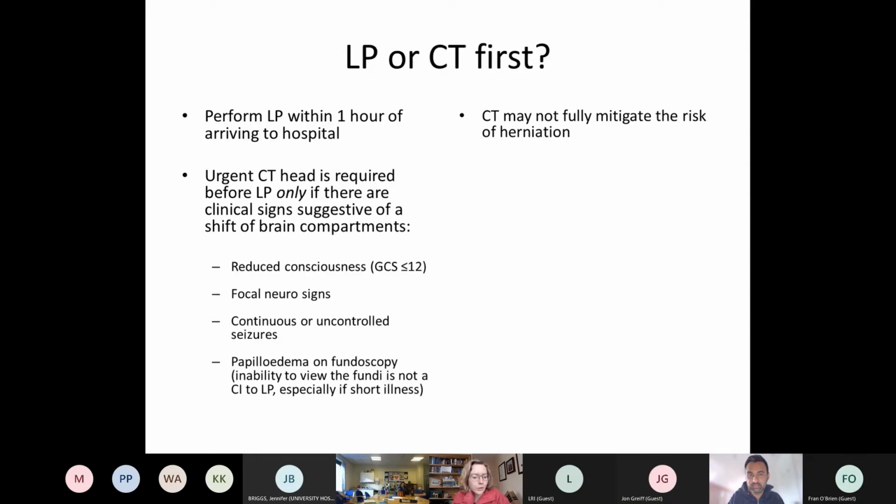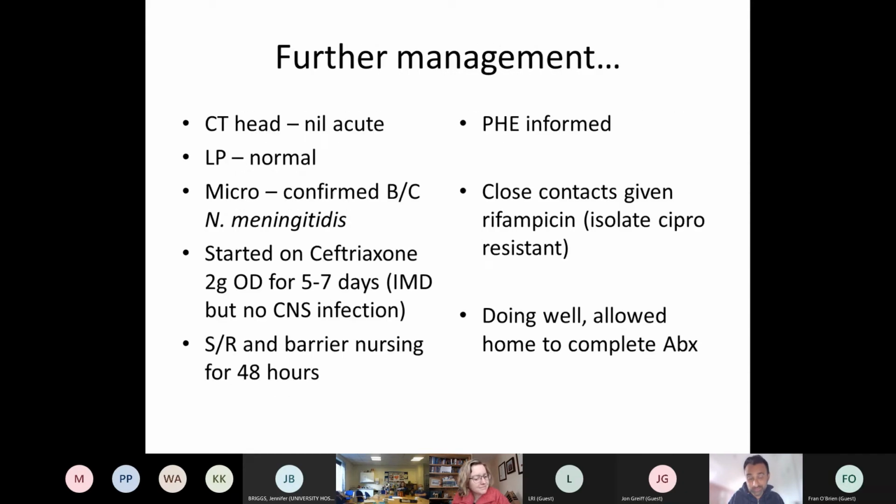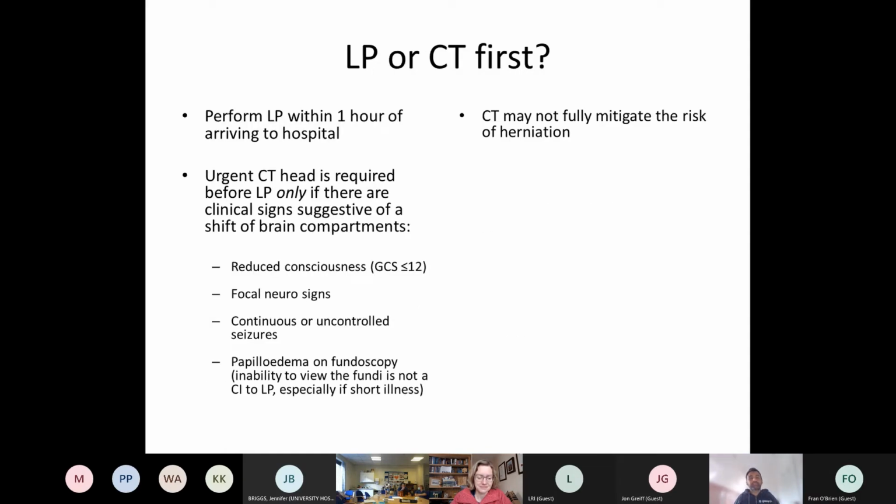They usually look worse by the time they come to us. They do. I know they do. You'll see everyone looking, the worst of everything, I'm sure. But I guess there are times when we see the earlier bits and hopefully it didn't get to that stage. But so this question about LP or CT first.